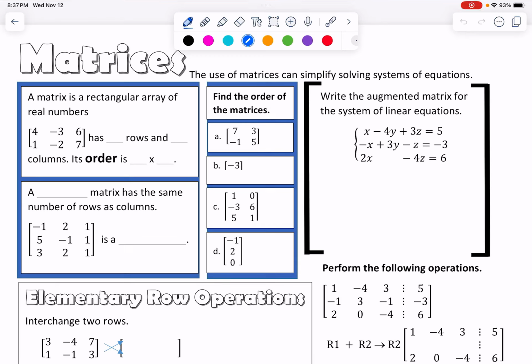One of the uses for matrices is that it can be used to solve systems of equations. Recall that a matrix is a rectangular array of real numbers, and we like to talk about its order, its dimensions. This particular matrix has 2 rows by 3 columns, so we call it a 2 by 3 matrix. And if a matrix has the same number of rows as columns, we call that a square matrix. So this is a 3 by 3 square matrix.